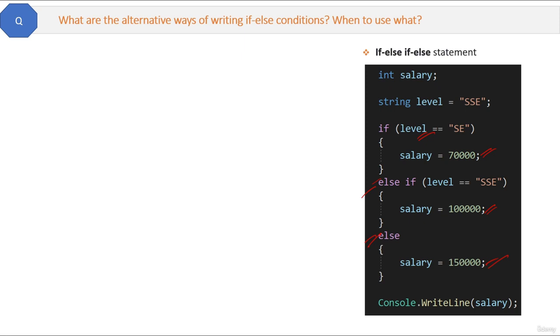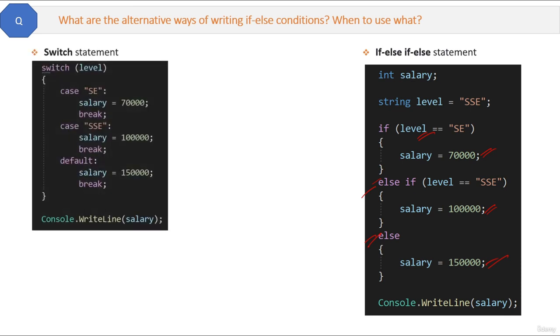Now, there are other ways to write the same if else condition so that you can minimize the number of lines of code. One is the switch statement. Here you will just pass the level like this, and this case keyword will check the value. If it is SC, then salary equal to 70,000, and it will break. This break keyword will take the control out of the switch statement. This is one way. Okay.